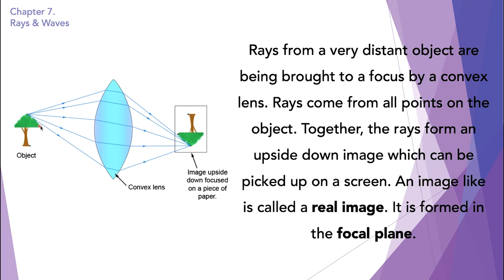So in the same way, rays from different points of this object, like this point and many others, are formed like this, and the image formed by the convex lens is always upside down, which means that the convex lens is producing a real image. It is formed in the focal plane, and this real image can be picked up on a screen. So this was real images and virtual images.